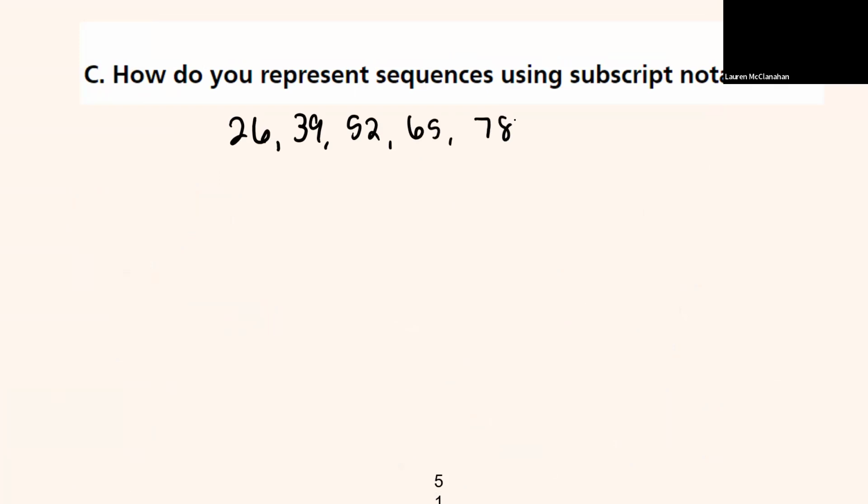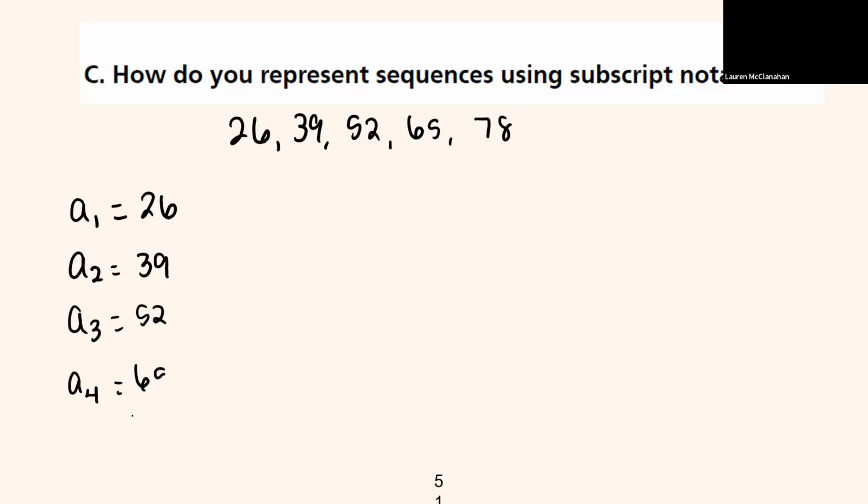This question says, how do you represent sequences using subscript notation? So I want to show you what subscript notation is. Since this is an arithmetic sequence, we're going to use the letter A. So A1 equals 26, because that's my first term of the arithmetic sequence. Then I'm sure you can guess. A2 equals 39. A3 equals 52. A4 equals 65. And A5 equals 78. It's important that you know that this is subscript notation. Again, the A is there because it's an arithmetic sequence, and then 1, 2, 3, 4, 5 is just the number it is in the sequence.